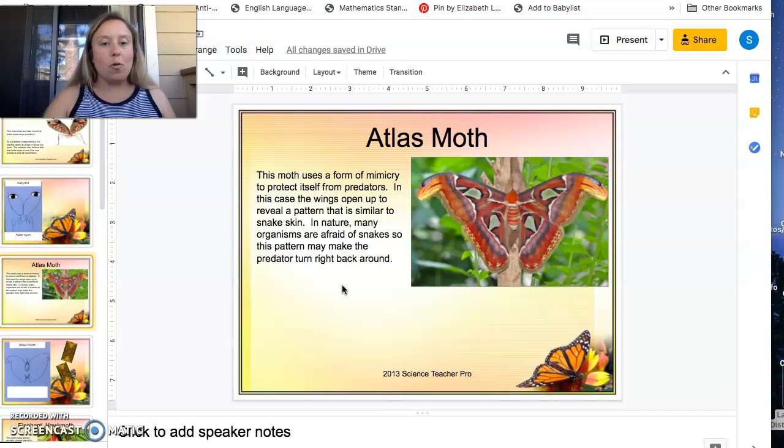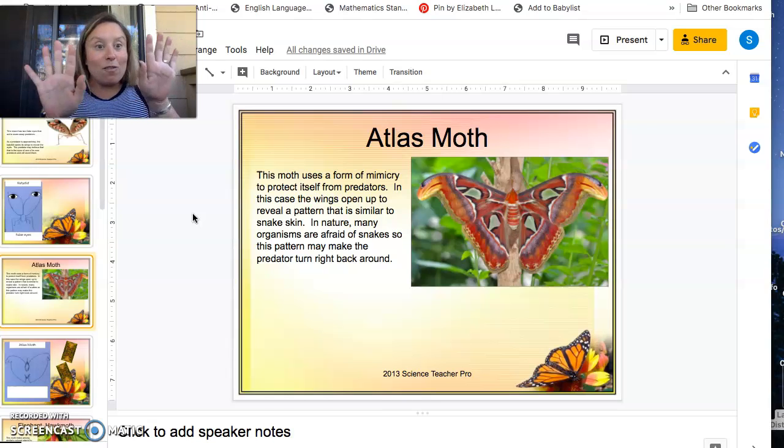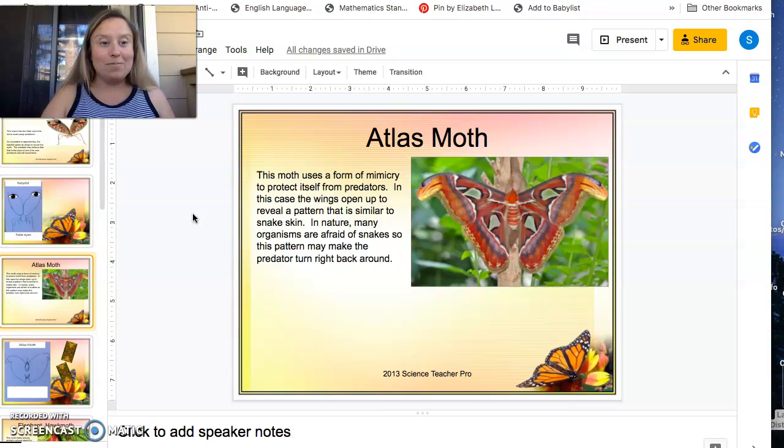All right, let's go to our next animal, the Atlas moth. This moth uses a form of mimicry to protect itself from predators. In this case, the wings open up to reveal a pattern that is similar to snakeskin. In nature, many organisms or animals are afraid of snakes, so this pattern may make the predator turn right back around. He sees that confusing, dazzling pattern, he says, whoa, that's a snake, I'm going that way.